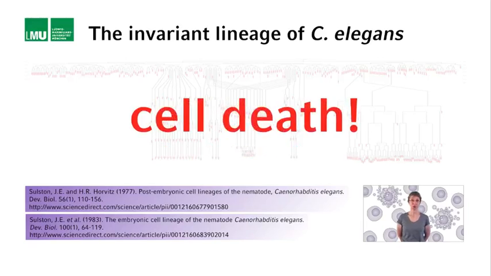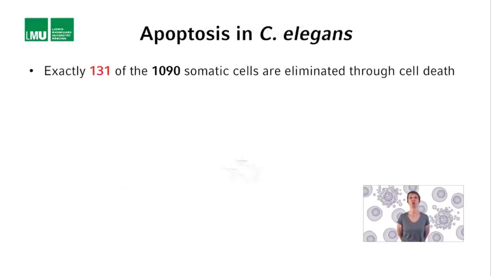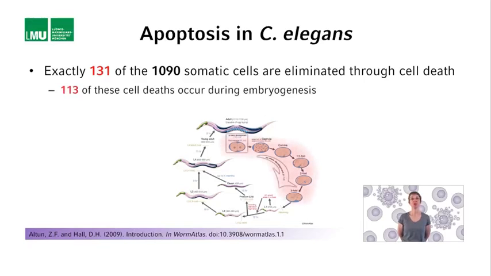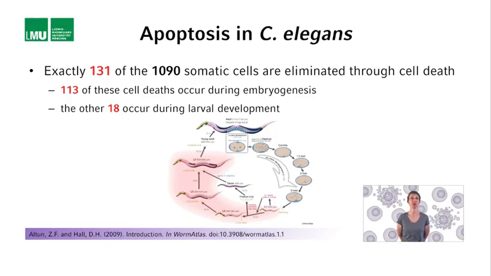Cell death. You probably guessed right. Exactly 131 of the 1,090 initially formed somatic cells are eliminated again through cell death. 113 of these cell deaths occur during embryonic development. The remaining 18 cell deaths occur during post-embryonic development, during larval development, basically.